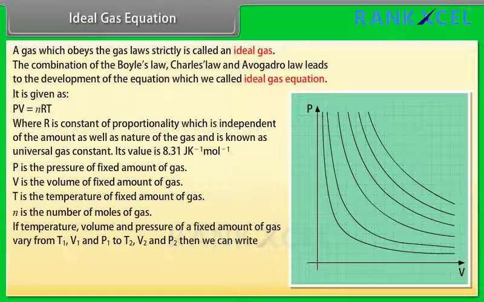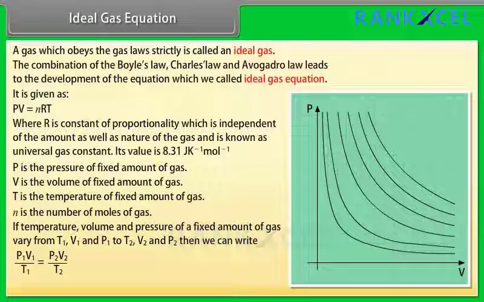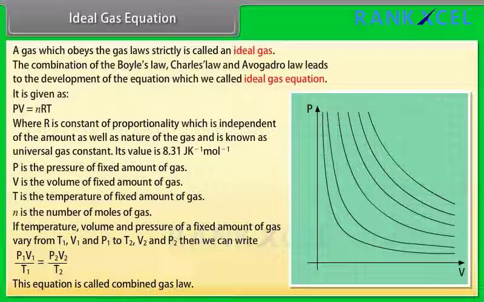If temperature, volume and pressure of a fixed amount of a gas vary from T1, V1 and P1 to T2, V2 and P2, then we can write P1V1 by T1 is equal to P2V2 by T2. This equation is called combined gas law.